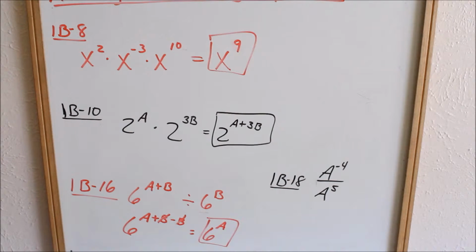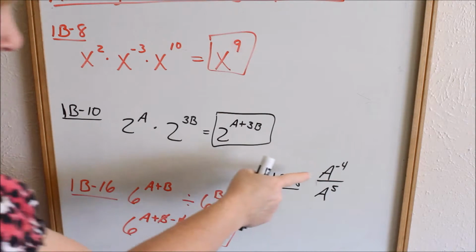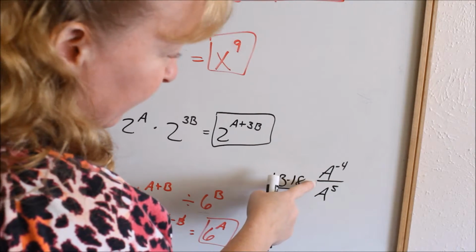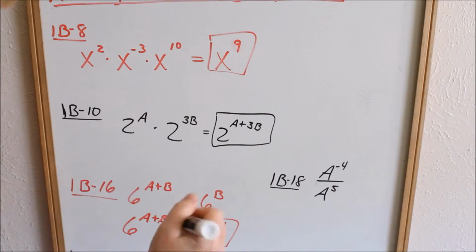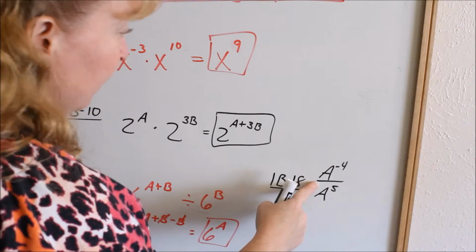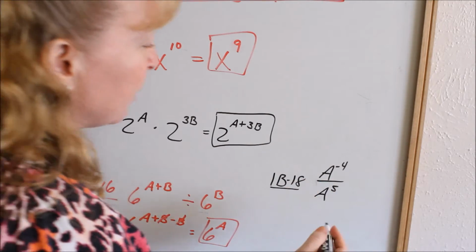Alright, let's look at 1b18. We have the same base and we are dividing, so we subtract our exponents. Remember, this symbol is still a division symbol. So we subtract our exponents.